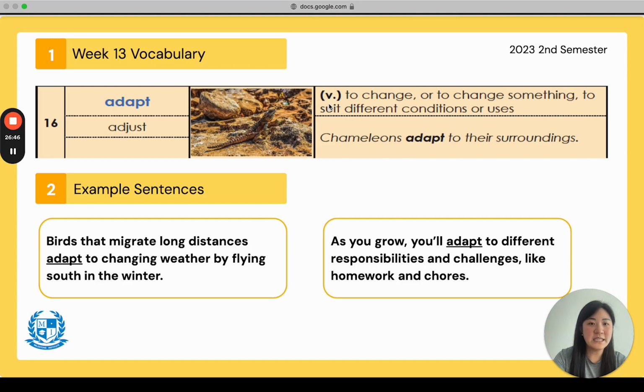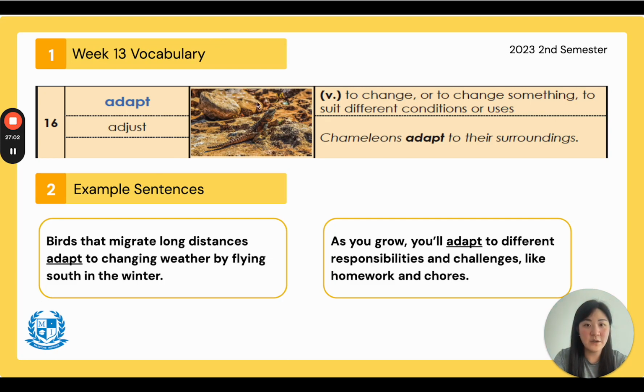The definition says to change, or to change something, to suit different conditions or uses. So we're changing and adjusting the way so that we can fit in better. Chameleons adapt to their surroundings. How do chameleons adapt to their surroundings? They also have something called camouflage, where they can change the colors of their skin. So repeat after me. Chameleons adapt to their surroundings.